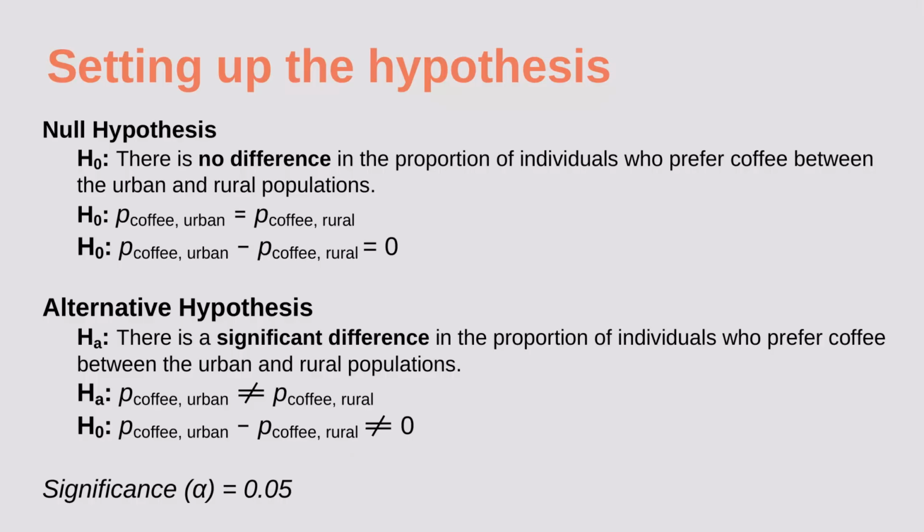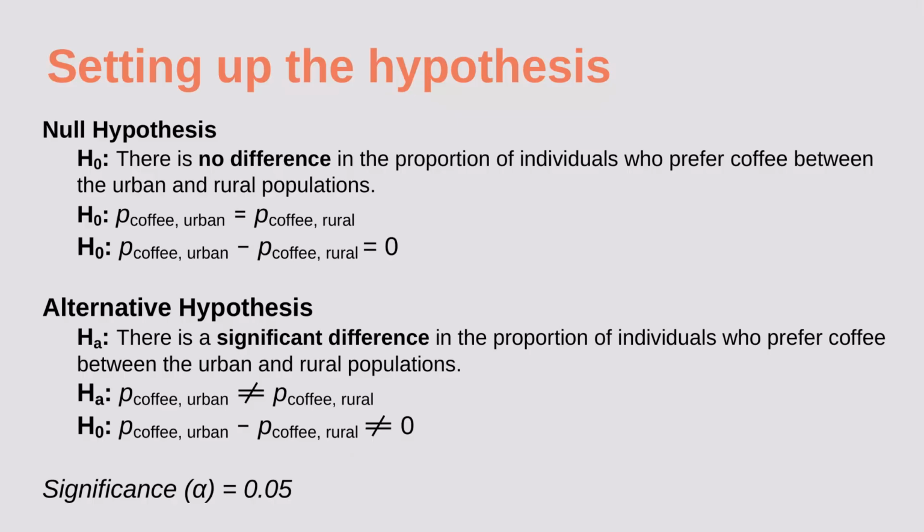The alternative hypothesis HA is that there is a significant difference between two groups. That means the proportion of coffee preference in urban region is not equal to that in the rural regions. The difference is not 0. This is again a two-tailed test because we're checking for any difference in either direction.